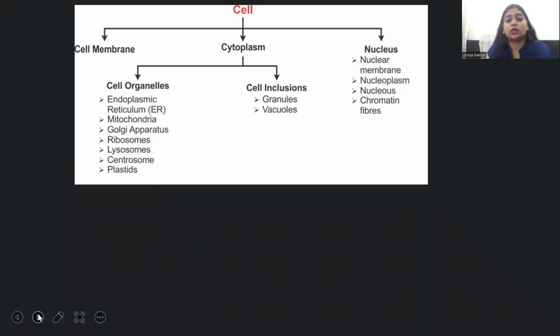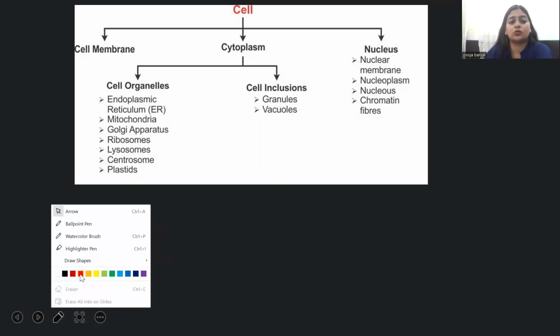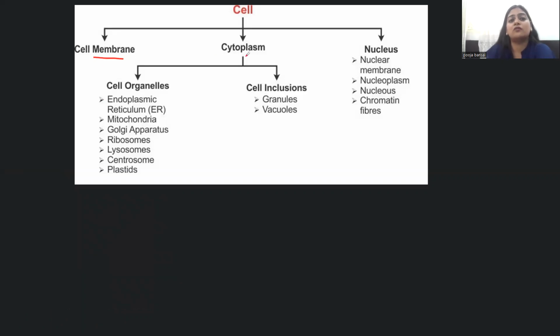So let's start quickly. As you all can see on my screen, the cell is basically made up of three parts. That is your cell membrane, then we have this cytoplasm, and then we have nucleus. Now our topic for today is cell membrane. Another name for cell membrane is plasma lemma, or we also call it plasma membrane. As the name suggests, membrane, it is basically the outer boundary of the cell. So what does it do? It separates the internal part of the cell from the external environment.